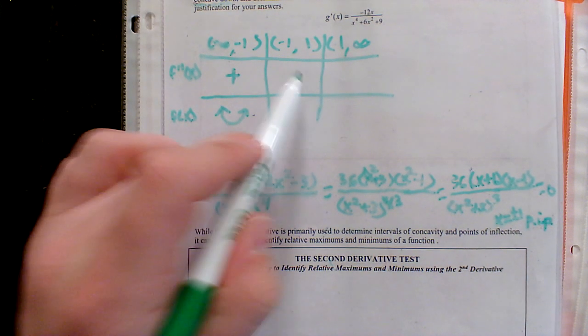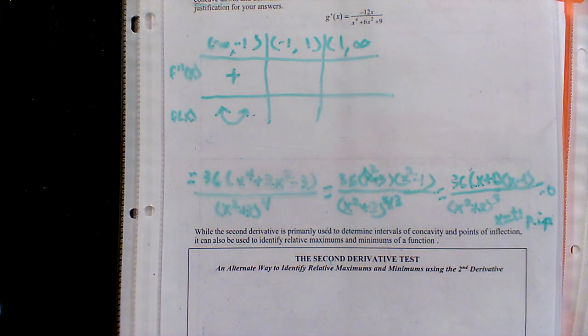Okay, very good. Let's do the same thing with the next interval. Pick a number within that interval. What's an easy number in that interval to pick? 0. So plug in 0, determine whether you get a negative or positive answer. Plug it into your second derivative.